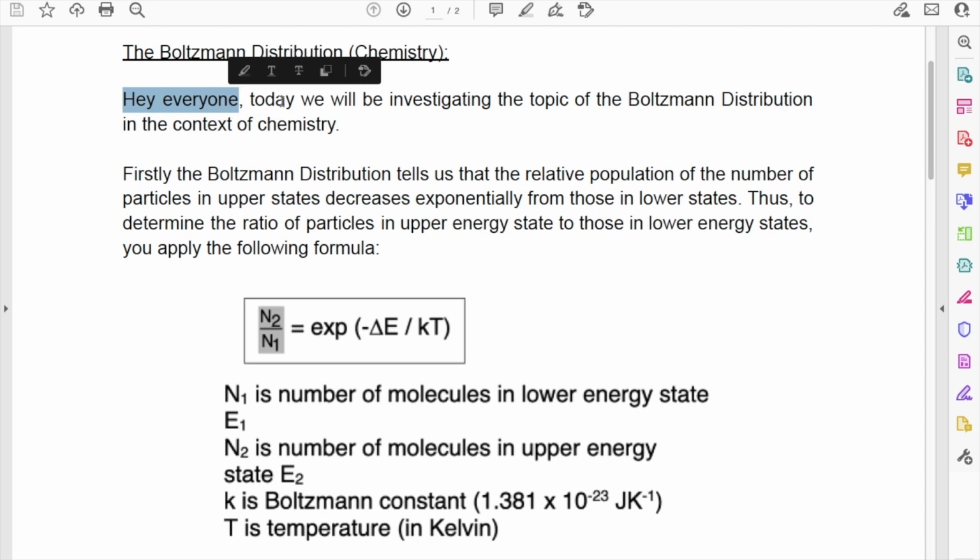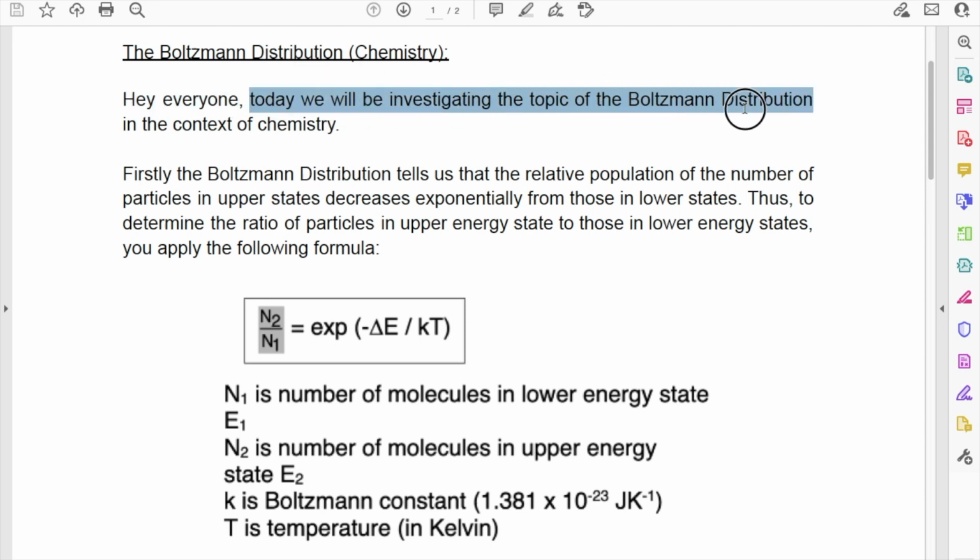Hey everyone, today we will be investigating the topic of the Boltzmann distribution in the context of chemistry.